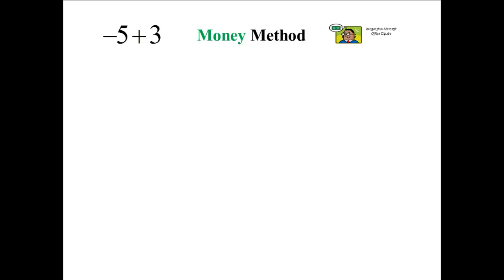Where do we stand with Uncle Larry now? We still owe him $2. So negative 5 plus 3 is equal to negative 2. We owe Uncle Larry $2. The negative symbolizes that we owe him, and the 2 tells us how much.